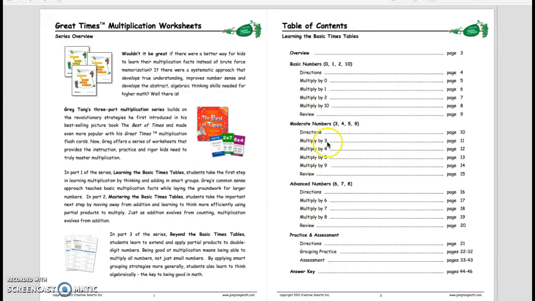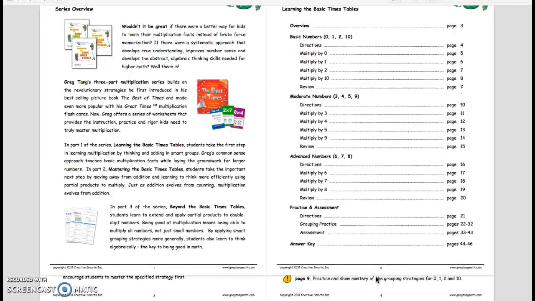It's got a table of contents. You can see that they start with basic numbers, zeros, ones, twos, and tens are the foundation level. They're easy to multiply and learn, and they're also the basis for others. Then they move to what he calls moderate numbers, 3, 4, 5, and 9, and then advanced 6, 7, and 8. There's some practice and assessment, and of course, a teacher's best friend, the answer key.